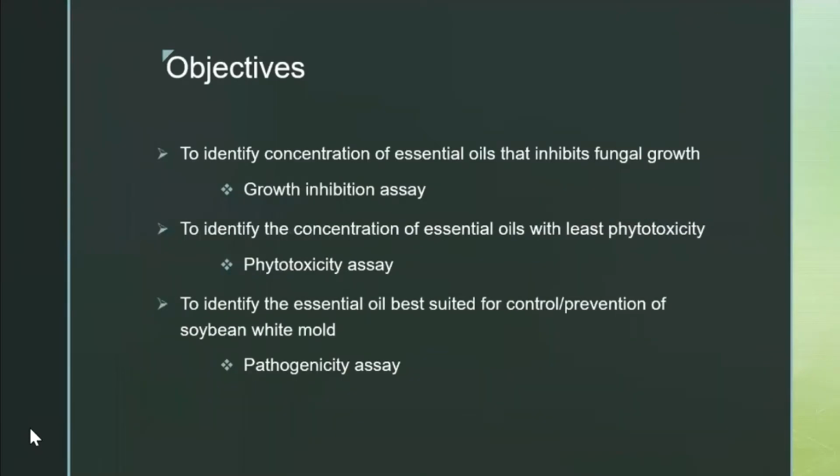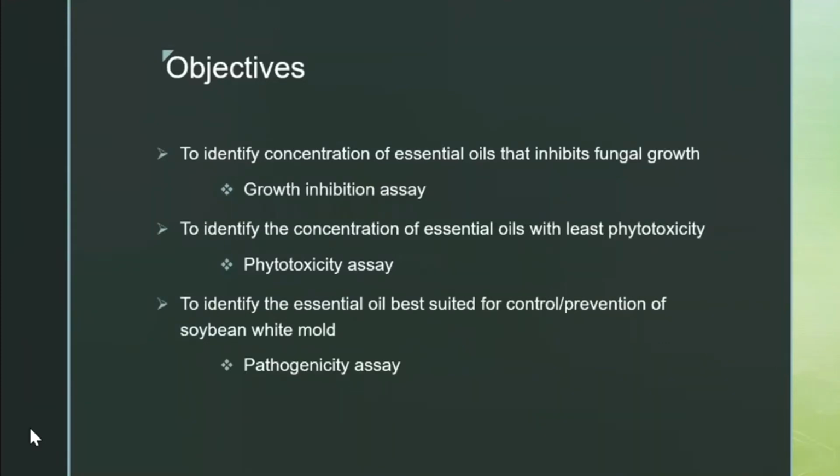So before the study was initiated, we decided to break our approach down into 3 stages. We began by identifying a concentration of essential oil that inhibited fungal growth on the plate through a growth inhibition assay. This starting point gave us an idea of the smallest concentration that would have an effect on inhibiting mold growth on the plate.